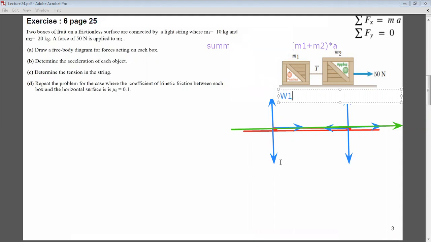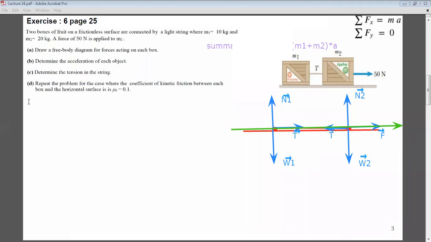This is N1. This is W1. This is M2. This is W2. This is tension. This is tension. And this is the friction, the applied force. They are all vectors, so I put the sign for the vector.